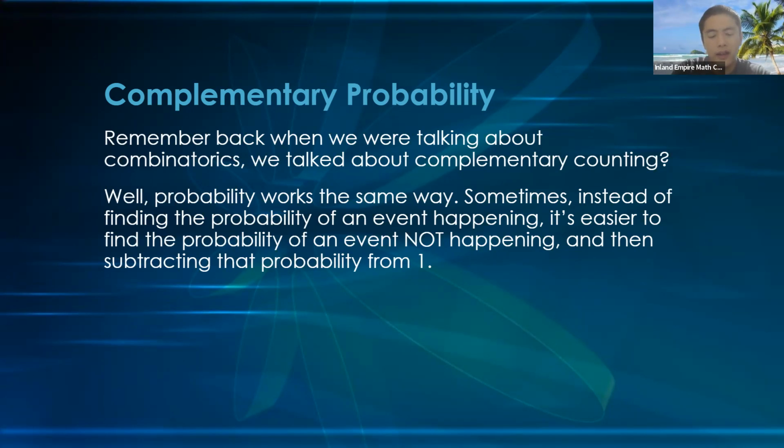In other words, sometimes directly finding the probability of an event happening is pretty difficult. So instead, we're going to find the probability of it not happening and then subtract it from 1. And this is a super important concept. Note that probability always has to be a number from 0 to 1. It will never be less than 0, and it will never be greater than 1.